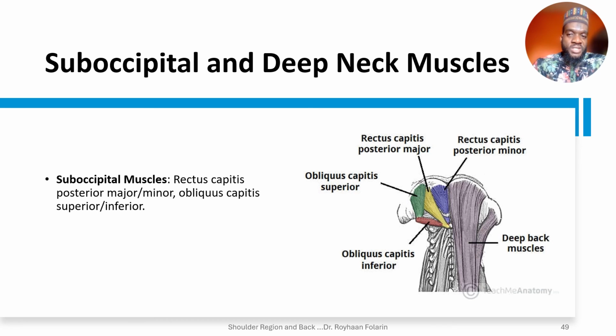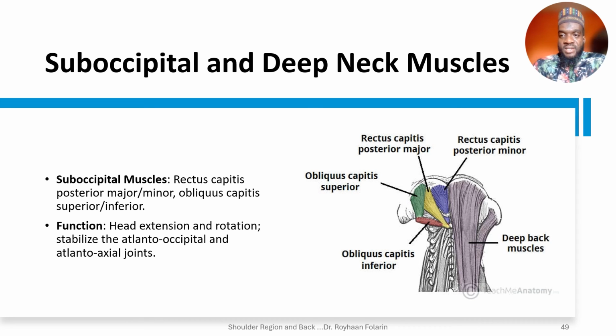The suboccipital muscles. This slide should have come slightly before the previous one. While we were discussing the muscles, these are the suboccipital muscles in a more enlarged view. So rectus capitis posterior major, rectus capitis posterior minor, obliquus capitis superior, and then the obliquus capitis inferior, and these are the deep back muscles. These muscles help to extend the head and rotate the head. They also stabilize the atlanto-occipital and atlanto-axial joints. That's the joint between the atlas and the axis, as well as the joint between the atlas and the occipital bone of the skull.